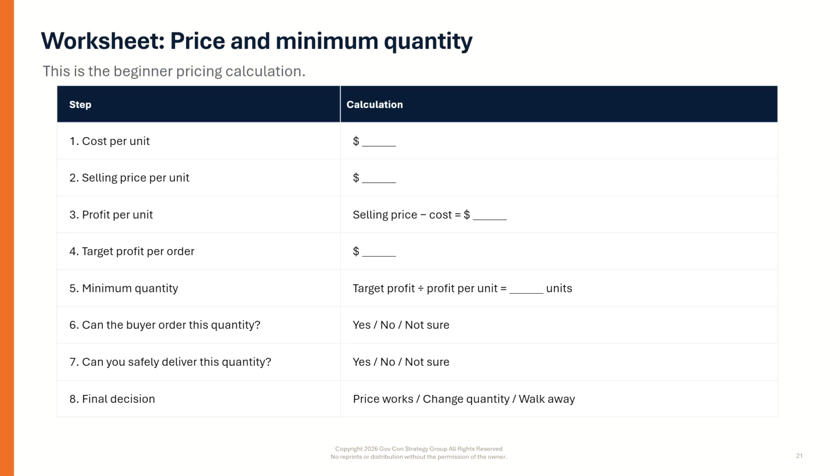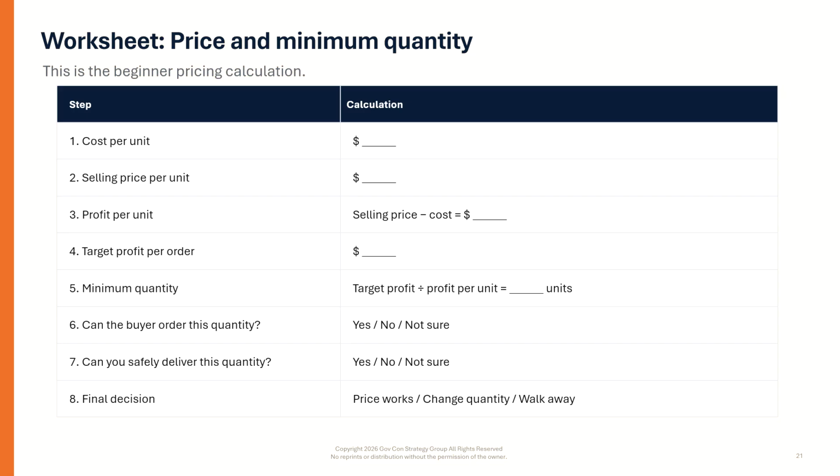Once you know the profit per unit, decide how much profit you want to make from the order. That is your target profit per order. Then calculate the minimum quantity required to reach that target. Divide your target profit by your profit per unit. For example, if your target profit is $1,000 and your profit per unit is $10, you need to sell 100 units to reach that goal.